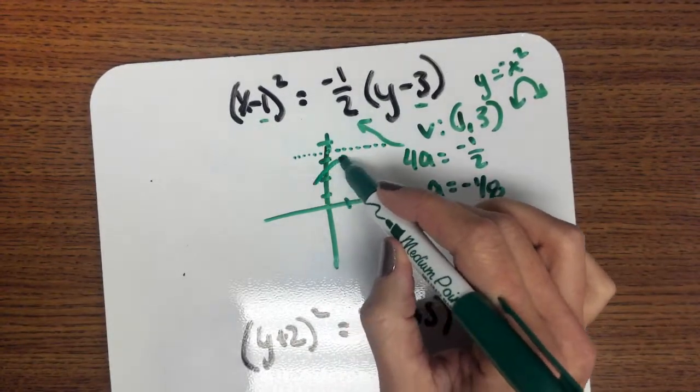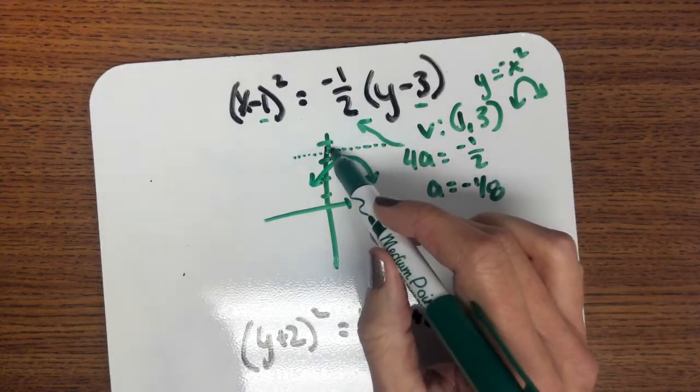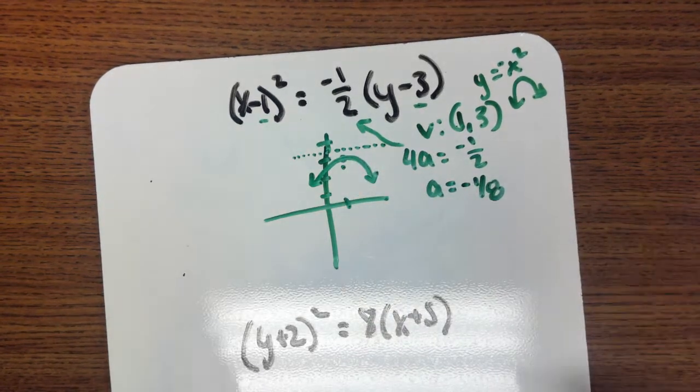And then you just draw your sketch as best as you can so that the distance from the directrix to the focus remains the same throughout. So that's just a rough sketch.